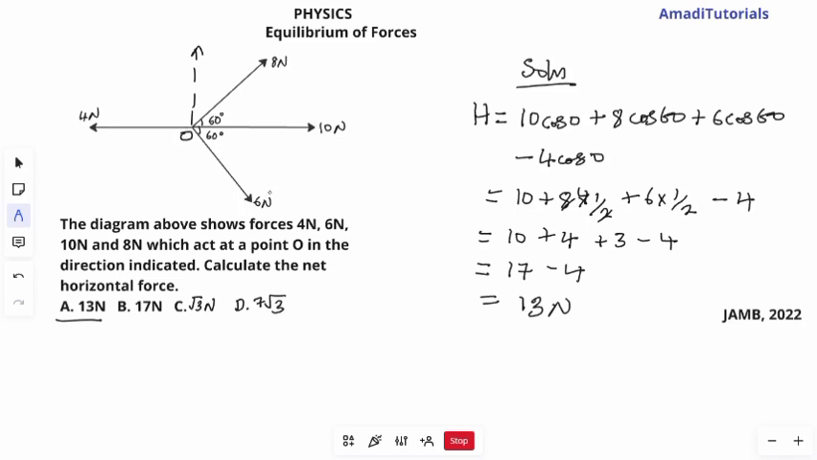So we've answered this question. Assuming I now take the question further and ask you to calculate the net vertical force.